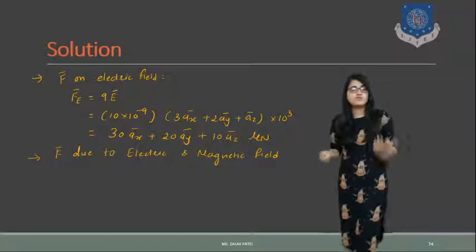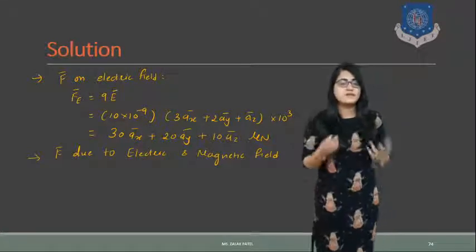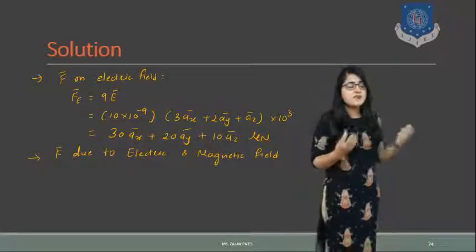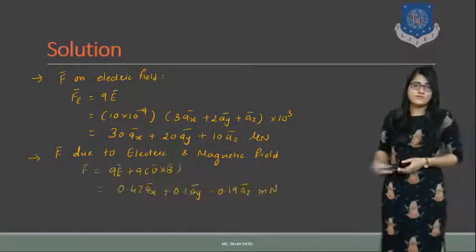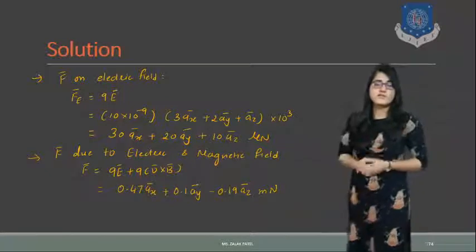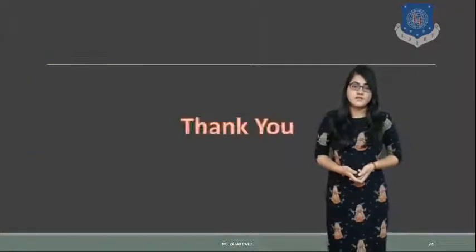Now, for both electric and magnetic fields, you can use the Lorentz force equation, or simply add the magnetic and the electric forces. If you do this, it will be like this. So this is our final answer for the Lorentz force equation.